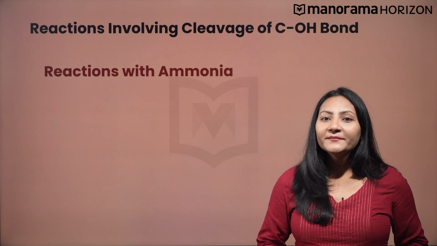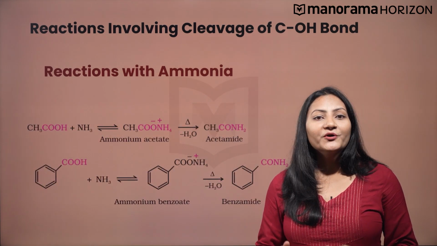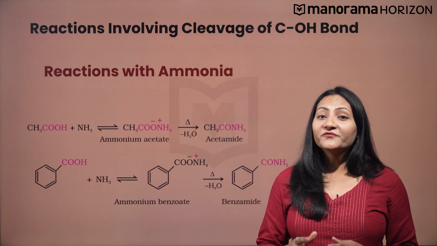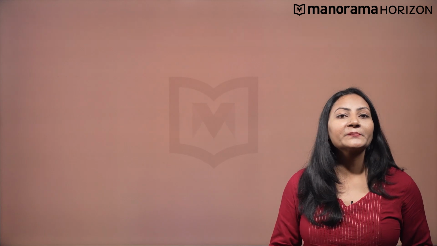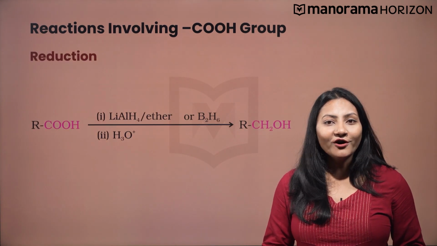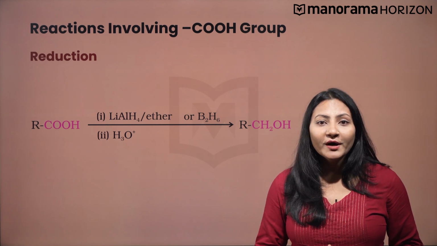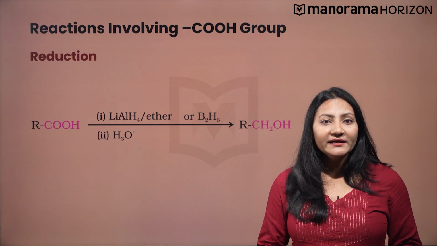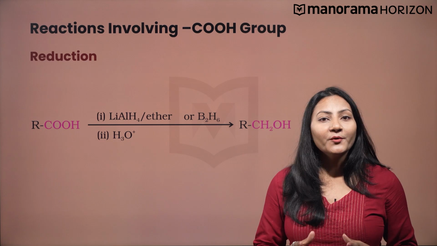On the other hand, carboxylic acid reacts with ammonia to give ammonium salt, which on further heating at high temperature gives amide. Carboxylic acid also undergoes reactions involving the COOH group, where it is reduced to primary alcohol by lithium aluminium hydride or better with diborane.